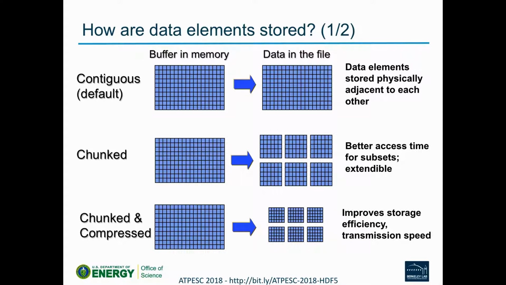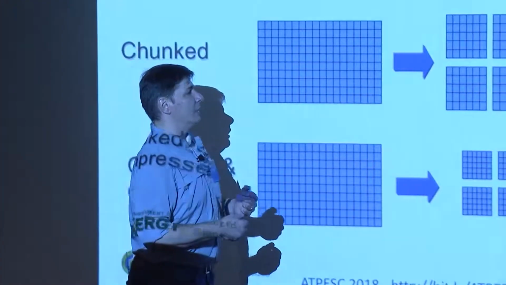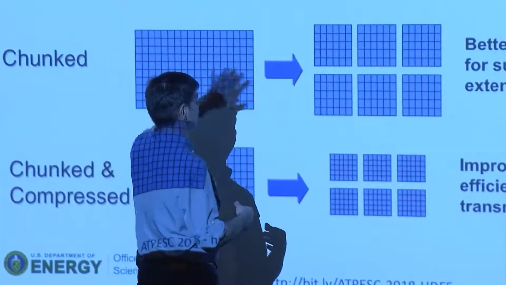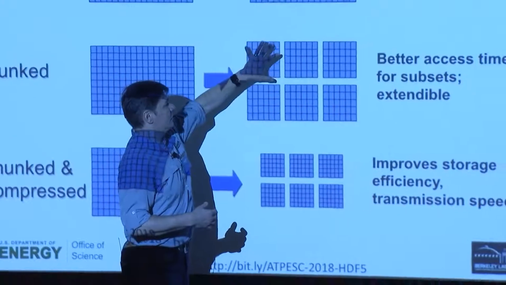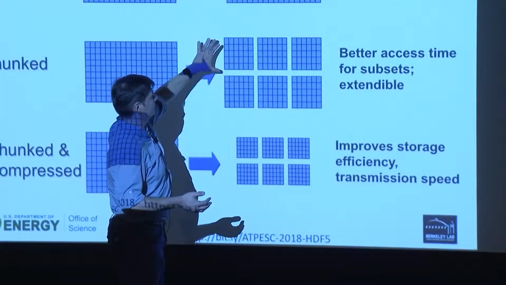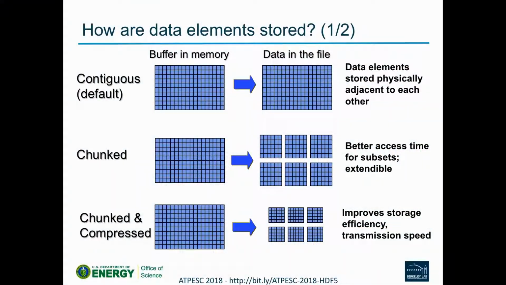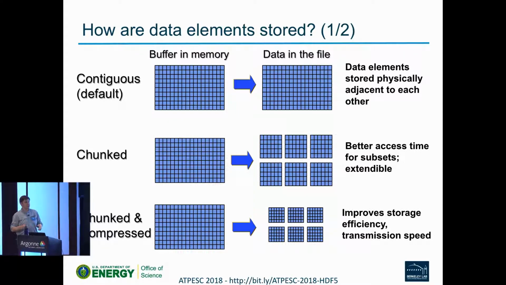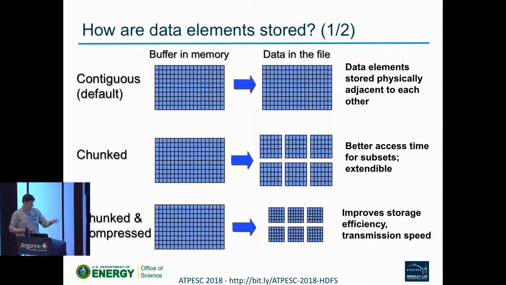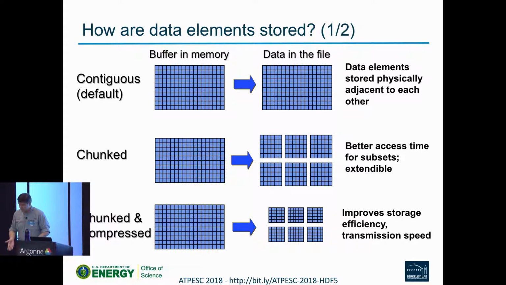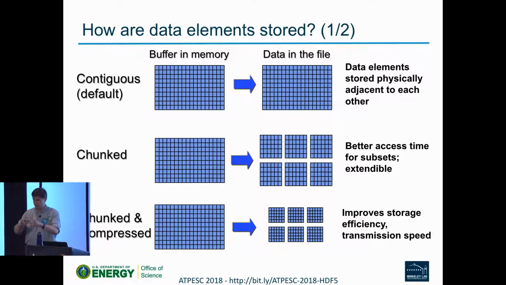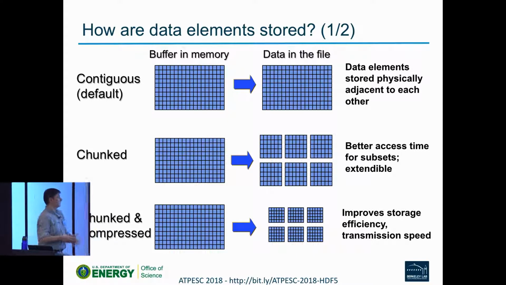Now, if you want to do subsetting from your processes, or you want it to be extensible, you can define your data set to be chunked in the file, and then the chunks have to be the same size, and each chunk is stored independently in the file. So if you had a 1,000 by 1,000 data set, but you want the chunks to be 100 by 100, still 32-bit ints, you'll end up with 40,000 byte chunks. 100 by 100 times 4, 40,000 bytes on disk for each chunk.